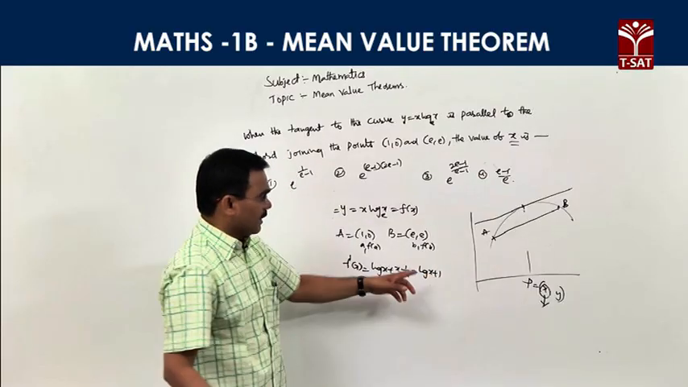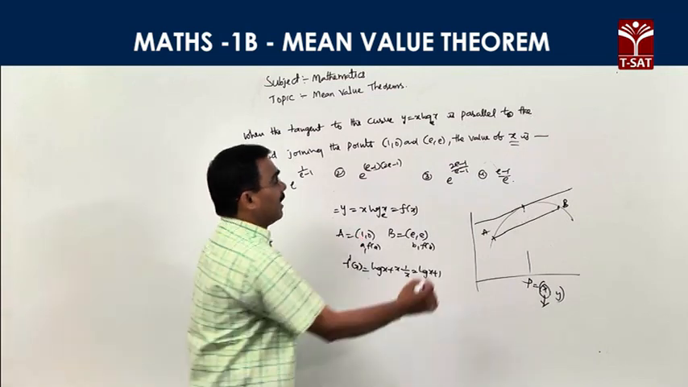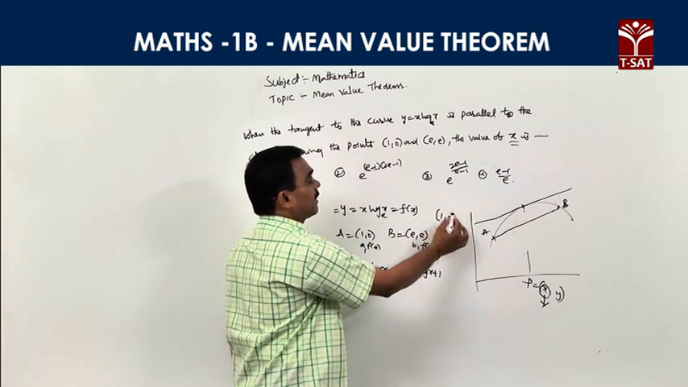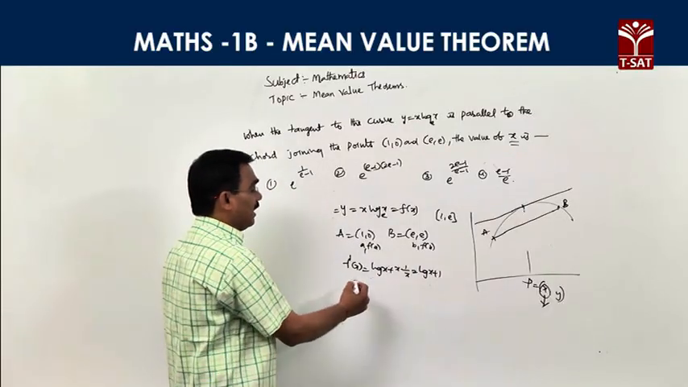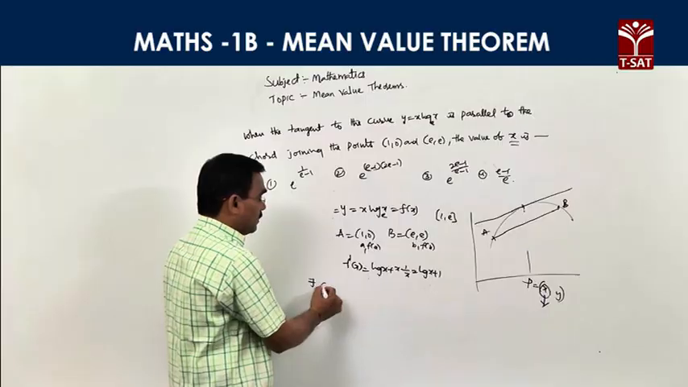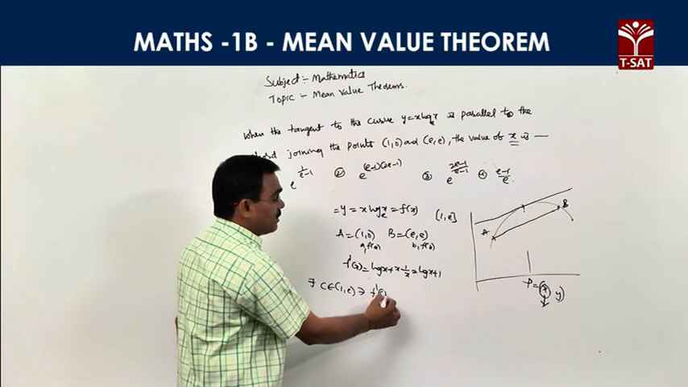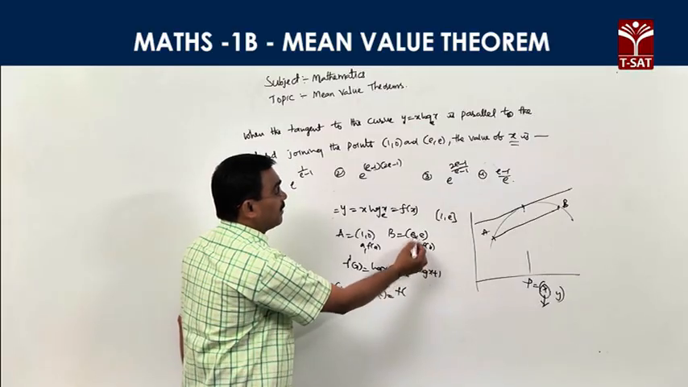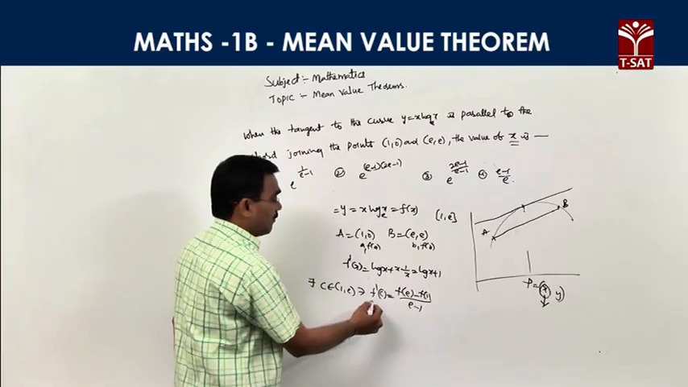So which is also differentiable in our interval a comma b. What is our interval? Our interval is 1 comma e, which is also differentiable. Applying Lagrange's mean value theorem, there exists a point c belonging to the open interval 1 comma e, so that f dash c is equal to f(b) minus f(a) by e minus 1, that is f(e) minus f(1) by e minus 1.